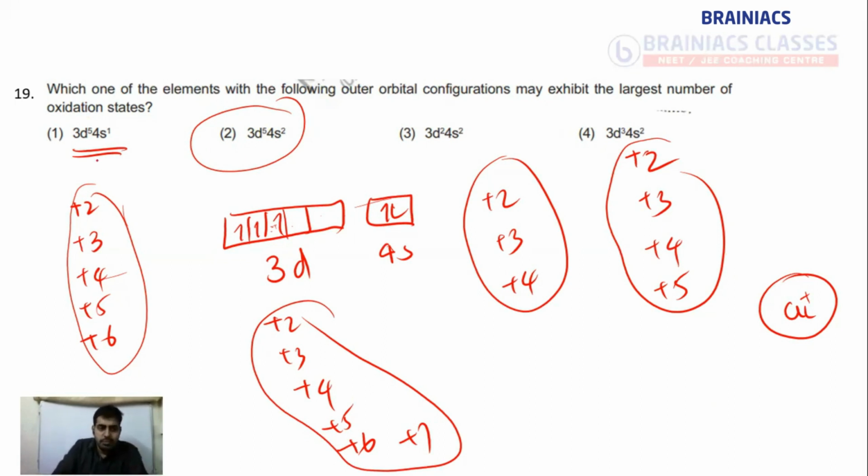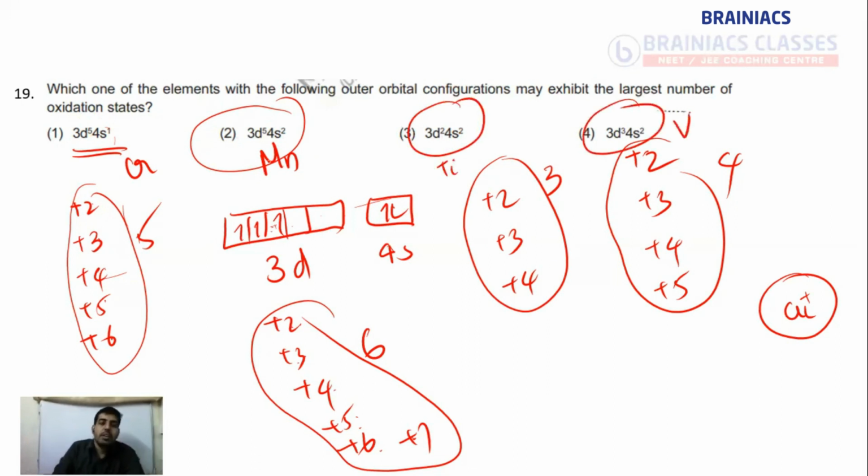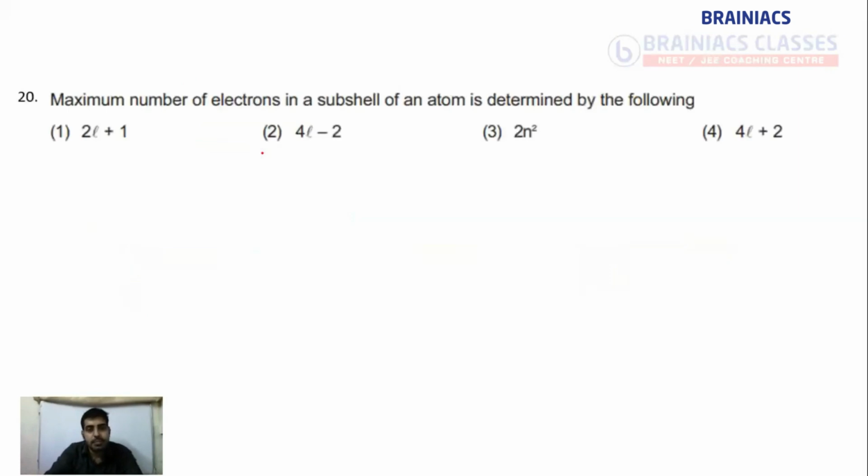So this one is actually chromium. Chromium will not show +4 oxidation state. So maximum is observed in the case of this one. This is manganese, this one chromium. This is the outer configuration of chromium, this one is the outer configuration for manganese, and this is for titanium, and this one is for vanadium. Maximum is observed in the case of manganese.